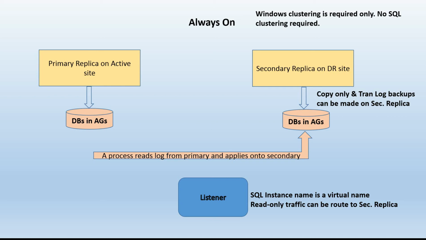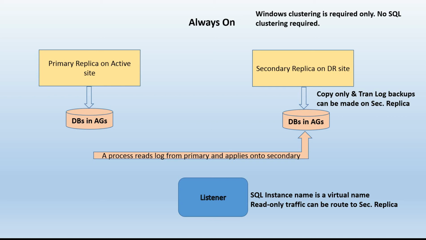The databases are in the availability group. I will talk more about availability groups in the coming slides, but think of an availability group as just a bucket where you can have one database or more than one database sitting together, and that depends upon your application. So if your application depends on more than one database, all of those databases will be grouped into the availability group. That is an availability group. Same thing, a process runs and reads the log from the primary replica and applies those onto the secondary replica.